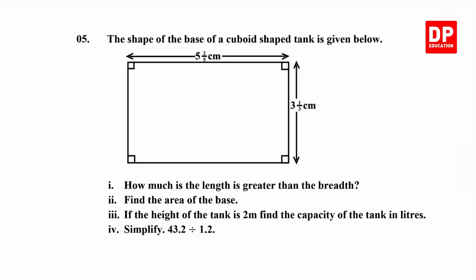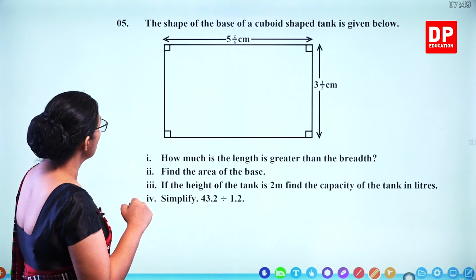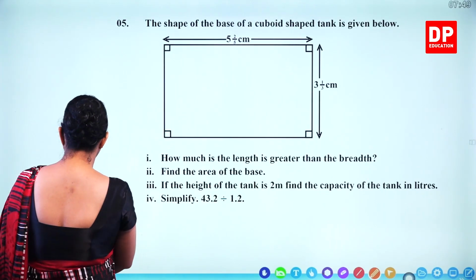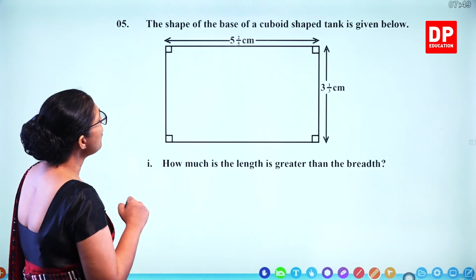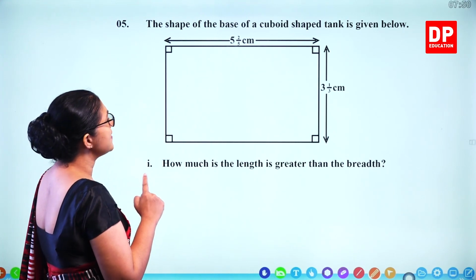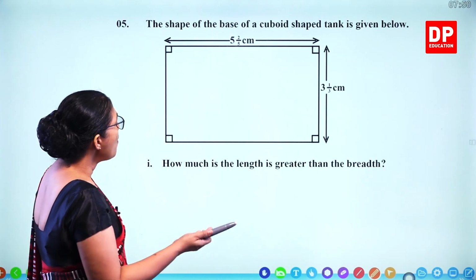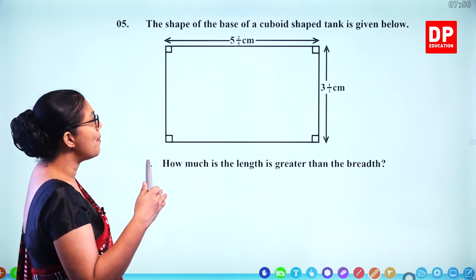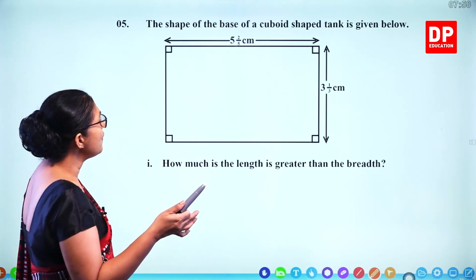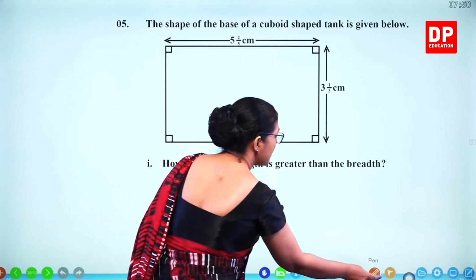Let's take question number 5. So you get 4 parts there. The shape of the base of a cuboid shaped tank is given below. So this is the base. It's a rectangle. How much is the length greater than the breadth? So we have to take the difference. So let's take the difference.